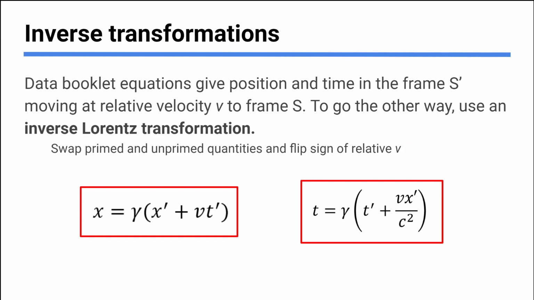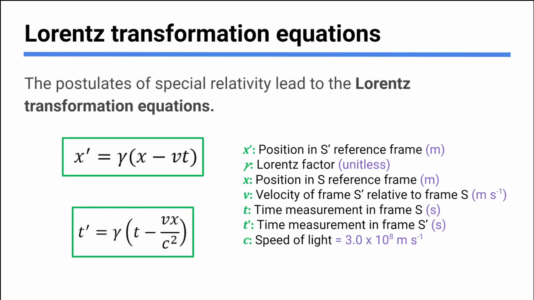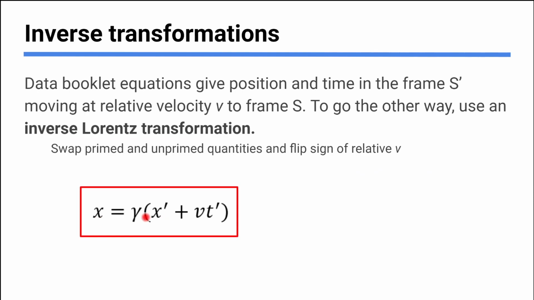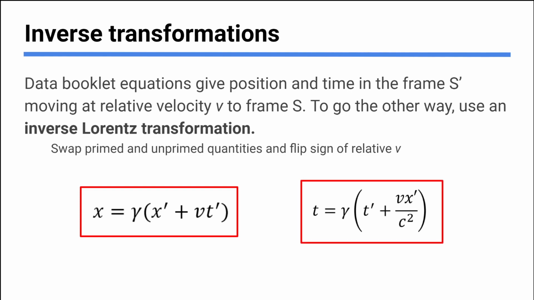Because I want x in terms of x prime and t prime, I can't just use this because I got a t and an x prime. So there's some fun substitution you can do to derive those, but that's not something you would want to take your time doing on an exam. So notice the pattern. Here I got x prime equals gamma times x minus vt. Here I got x equals gamma times x prime plus vt prime. Really what you're going to do is you just flip the primed and unprimed quantities, and flip the sign of the relative v.